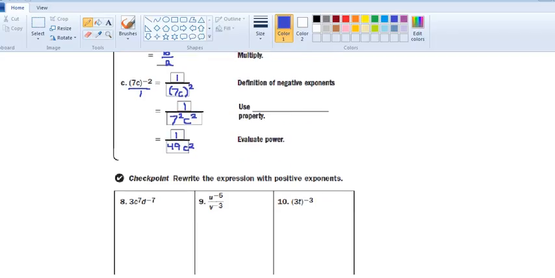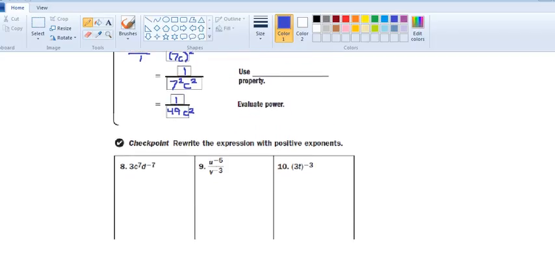Let's move down to the checkpoint now and pick a couple problems that you think you can do. They're all pretty equally challenging on this one, so just pick 2 and we'll check them in just a minute. Go ahead and pause the video now.